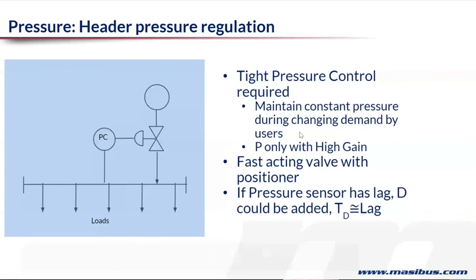So here again, similar to what we talked about for level, you use a very high gain, and you use a fast acting valve. Again, if the sensor here has some lag, then you add derivative and set the derivative to whatever the lag is. That means when the pressure changes in the header, by the time the sensor senses it and gives feedback to the controller, let's say there is a 5-second delay, then you can bring in a derivative and set your derivative to that 5 seconds. All right.